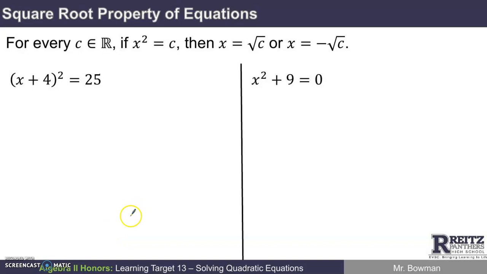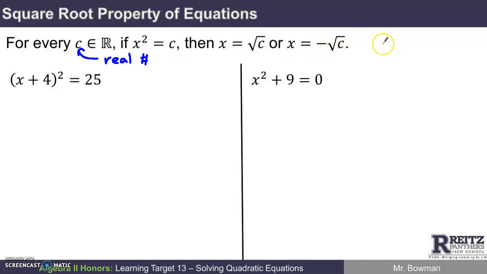Before we complete the square, you need to know this square root property of equations. The square root property of equations says that for every c, which is an element of the real numbers, in other words, for every real number c, if x squared equals c, then there are actually two values that make the equation true. One of them is the square root of c. The other is the opposite of the square root of c.